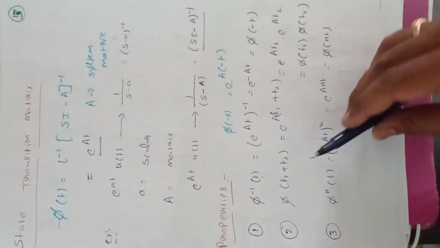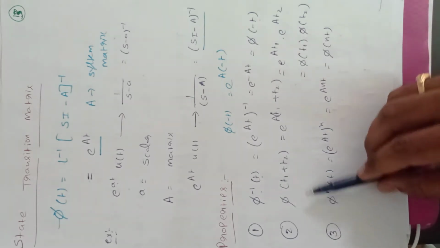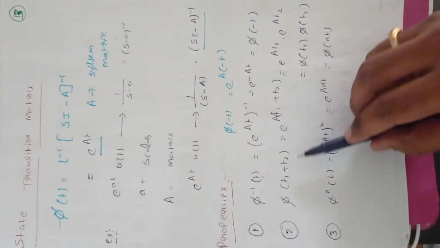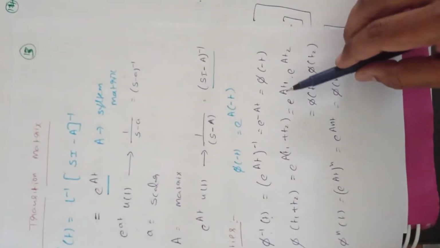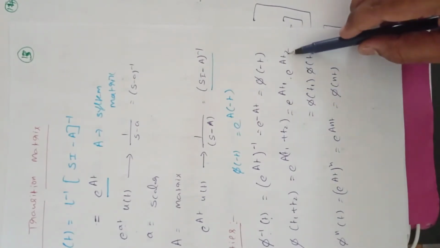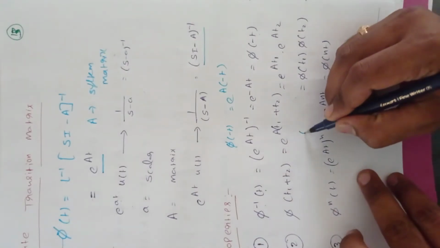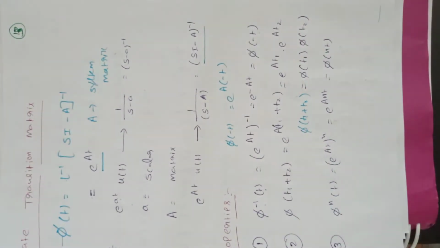Okay, suppose we want to find the response over two different time intervals, then what is the total response? phi of (t1 + t2) = e power A(t1 + t2), which can be expanded into e power At1 into e power At2, and that we can represent as phi of t1 into phi of t2. That means the response for the sum of times is always the multiplication of the two different times' responses.